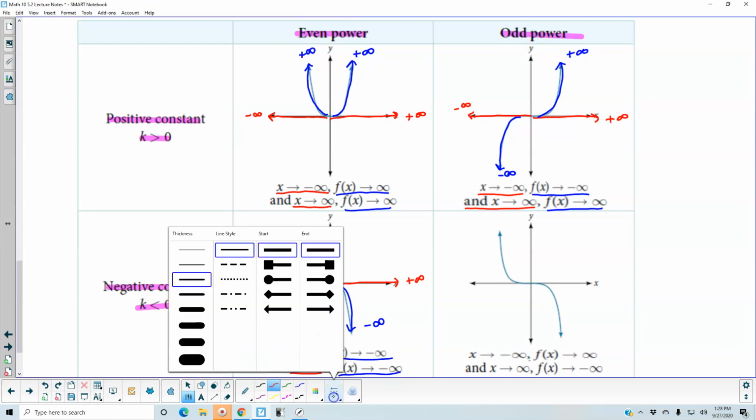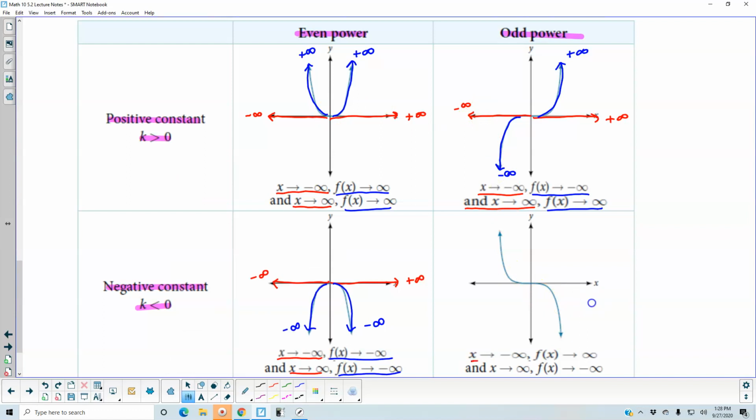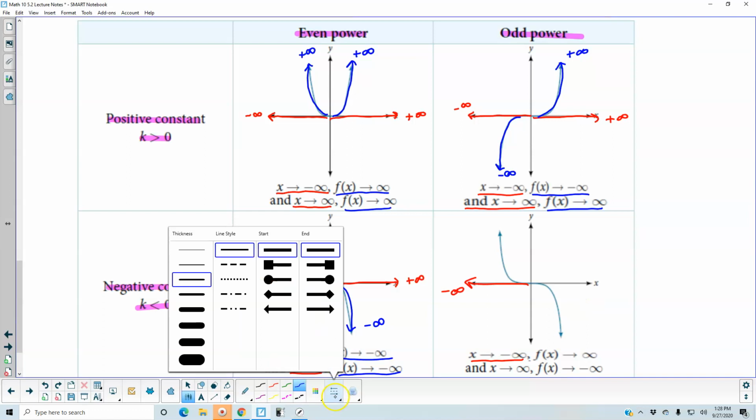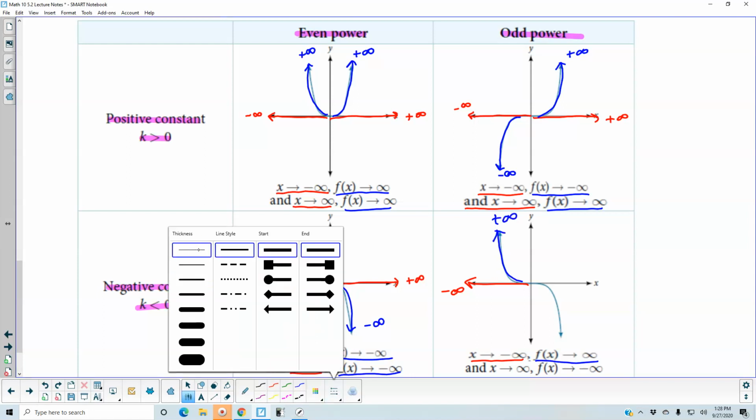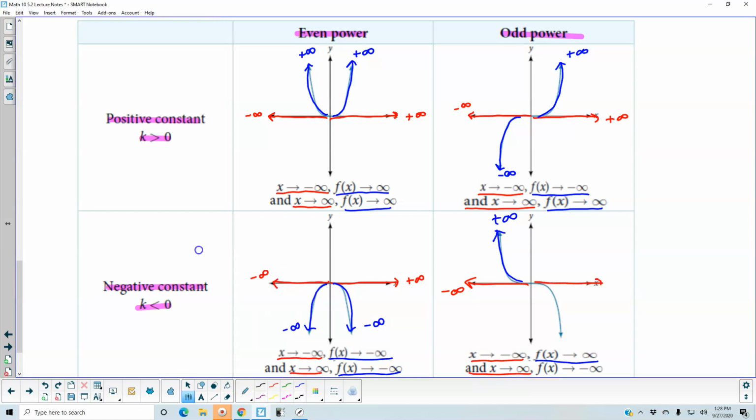And let's take a look at the last graph here. The last graph tells us that we have an odd power where the value of k is negative. Here, as x is approaching negative infinity, what is the function doing? The function is approaching positive infinity. And as x is approaching positive infinity, we can see that the function is approaching negative infinity.